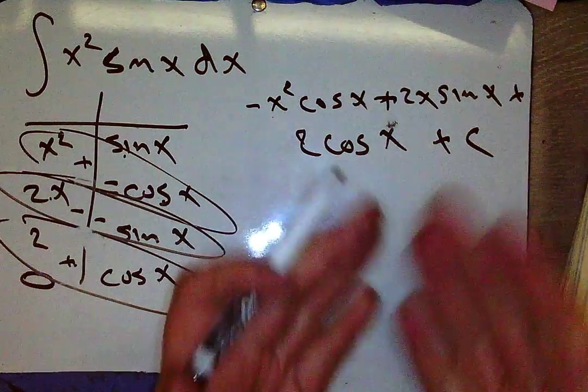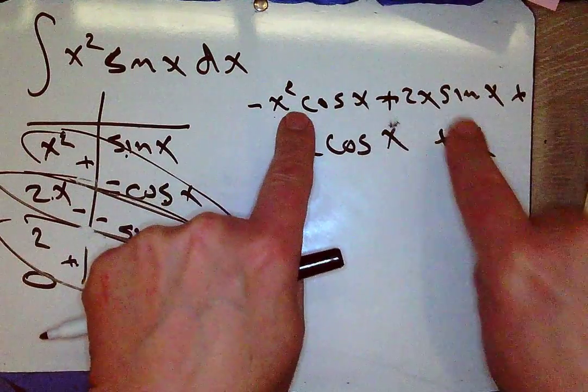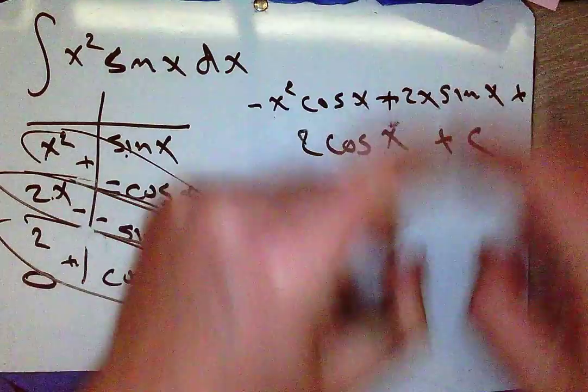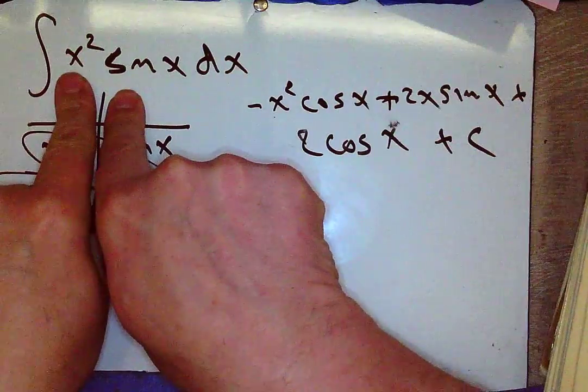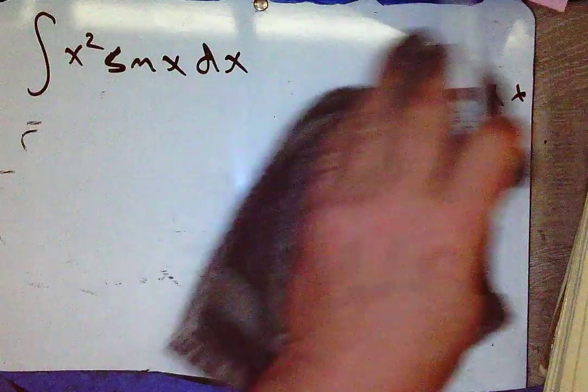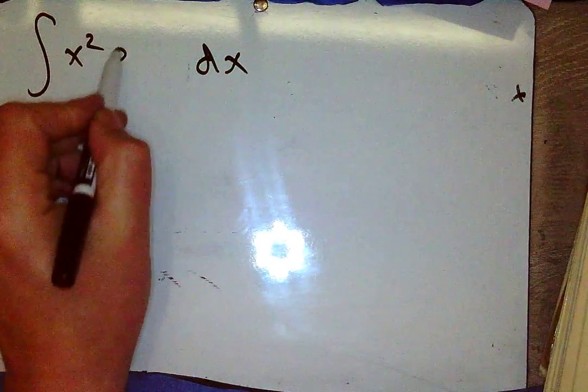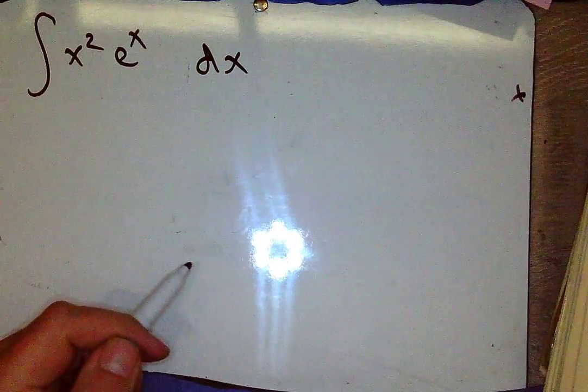All right. How can we check? Well, if I take the derivative of this, including product rule and product rule, and combine like terms, I should end up here. Okay? You might want to try that out. All right, here's our next one. Integral of x squared e to the x dx.